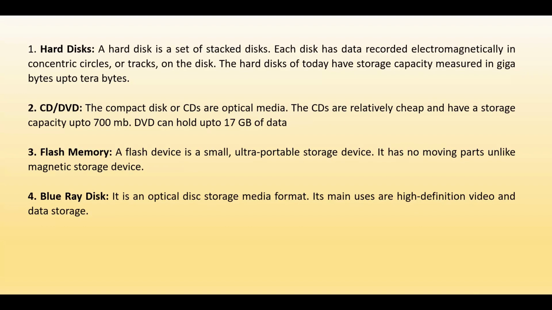Next is flash memory. A flash device is a small, ultra portable storage device. It has no moving parts unlike magnetic storage devices, that means it is not like a hard disk. It is a very small device to use in a computer, like a pen drive. Next, Blu-ray disc. It is also an optical storage device. Its main uses are high definition video and data storage.